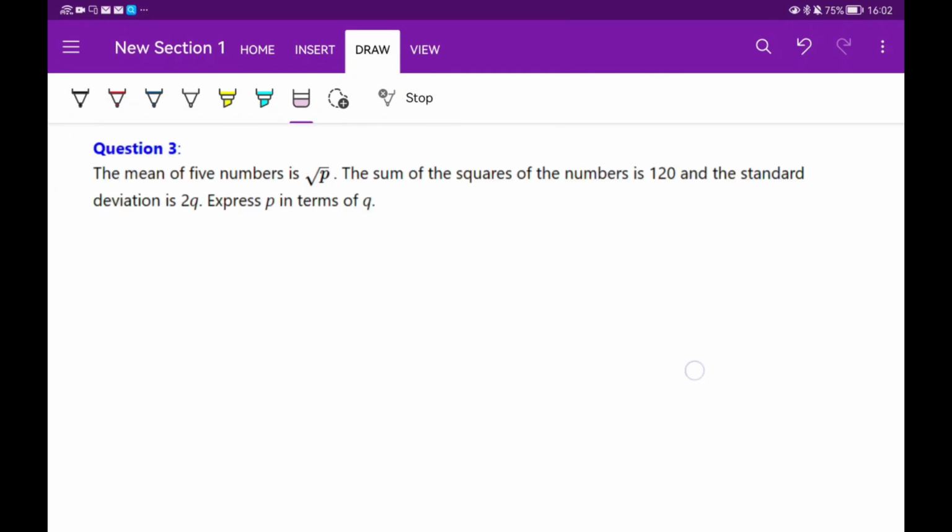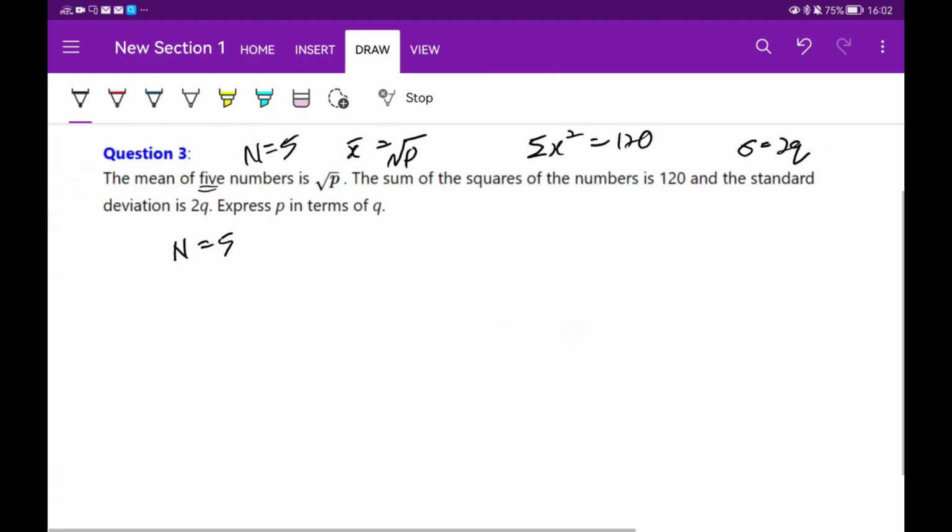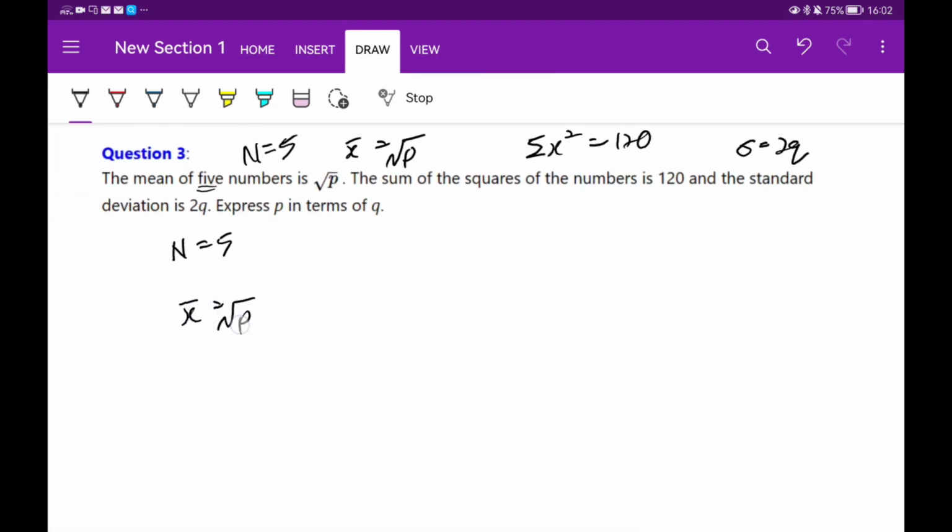So we continue with question 3. So the mean of 5 numbers is square root p. So we know that n is equal to 5 because there are 5 numbers. The mean is square root p, and the sum of the square numbers, sum of x square, is 120. And the standard deviation is 2q. Alright, so we write down all the information that we have. Sum of the x square is 120 and the standard deviation will be 2q. Okay, so express p in terms of q.